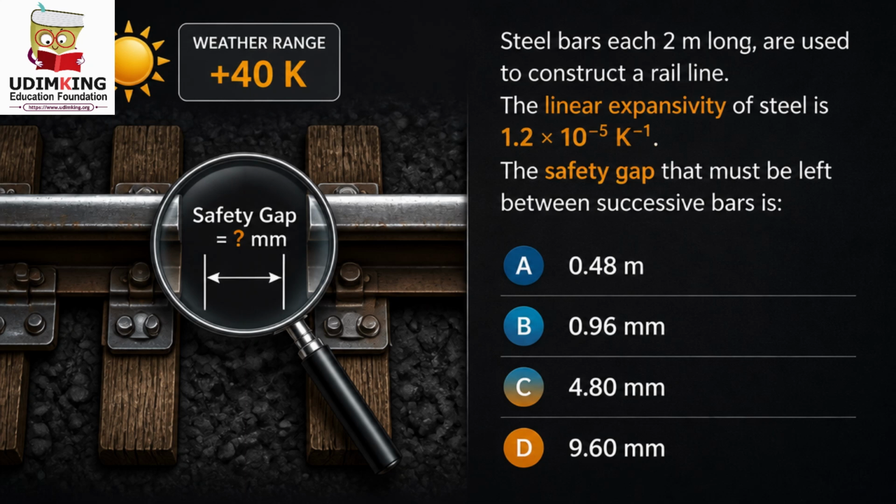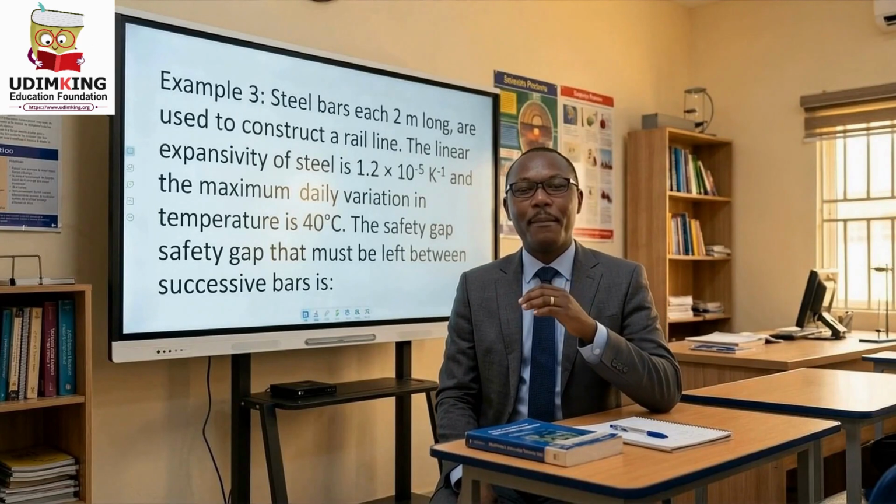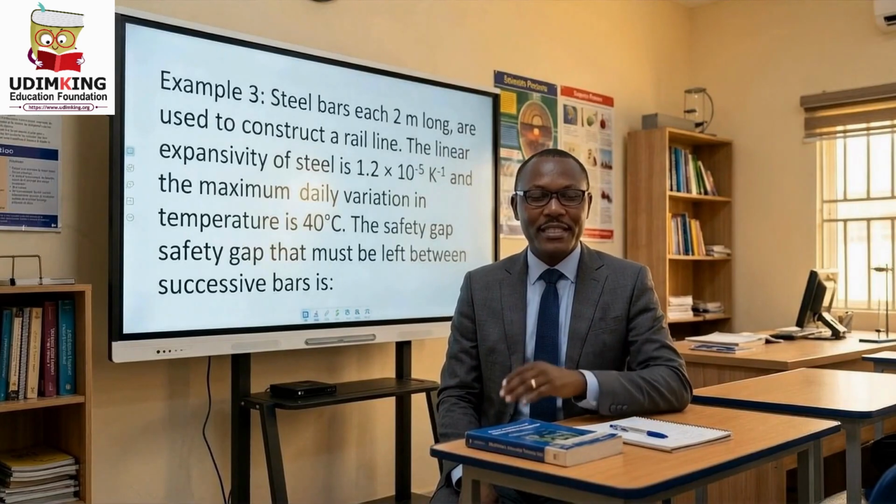Now, let's explore an incredibly important real-world engineering problem. Look at example number 3 on your screen. Engineers are constructing a railway track using steel bars. Each individual bar has an initial length of exactly 2 meters. The linear expansivity of this steel, alpha, is 1.2 times 10 to the power of -5 per Kelvin. We are also told that the maximum daily variation in temperature, our delta T, is 40 degrees Celsius. Our objective is to calculate the minimum safety gap that must be left between these successive bars.